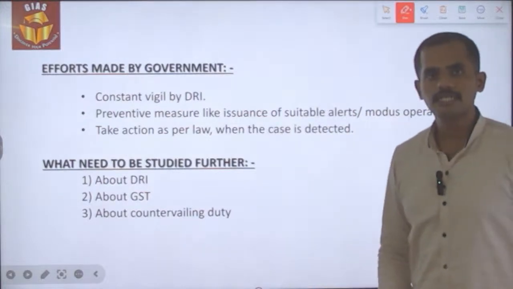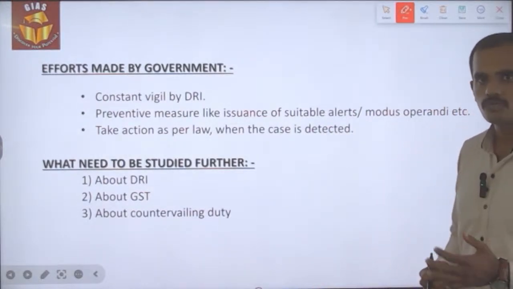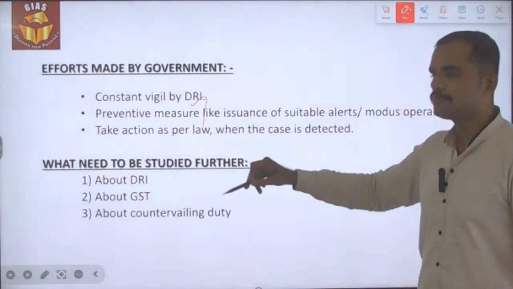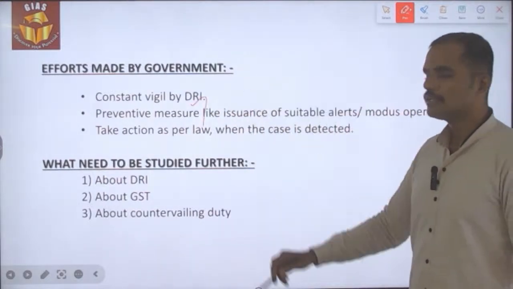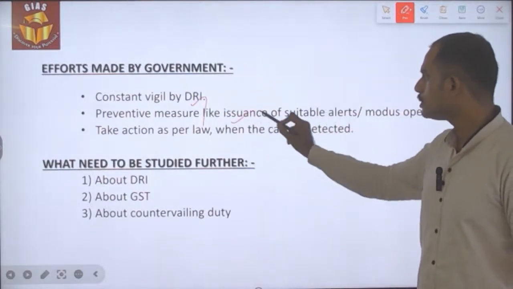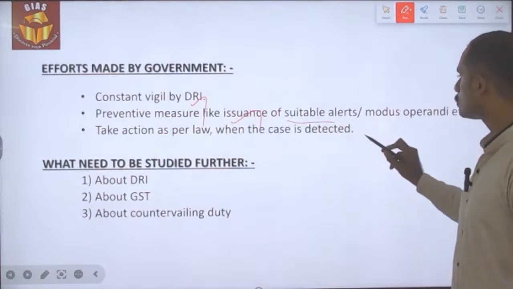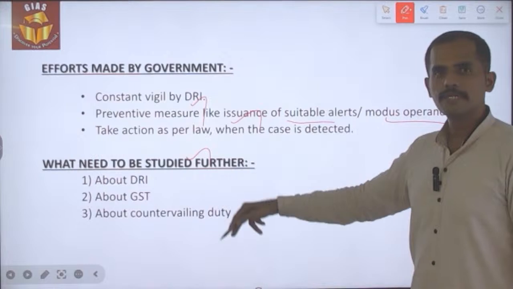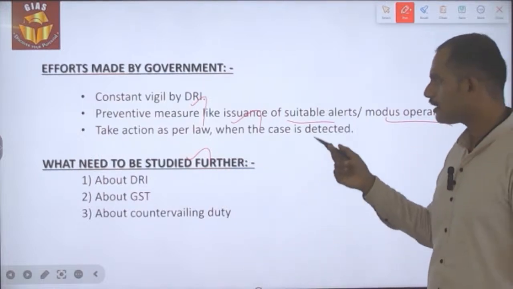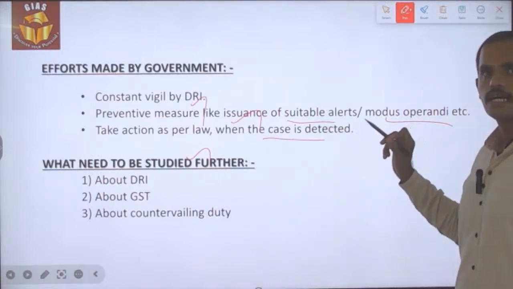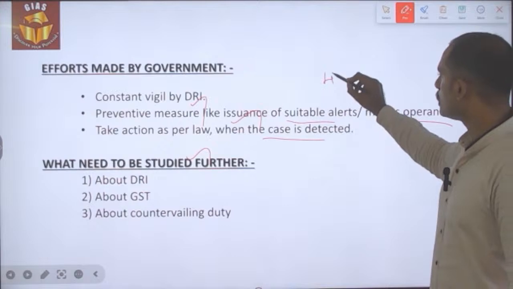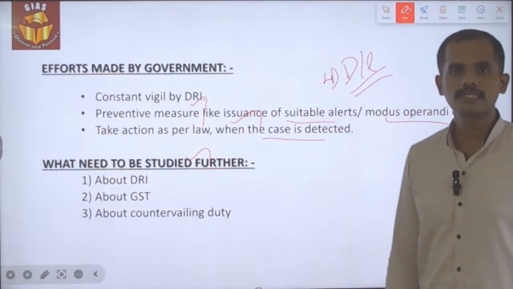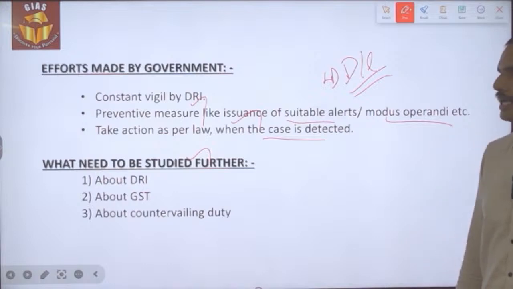So what are all the efforts that have been made by the government to overcome such kind of discrepancy? First, a constant vigil by the revenue intelligence. Secondly, preventive measures like issuance of suitable alerts and modus operandi. Thirdly, action will be taken as per law if they detect any kind of cases. Fourthly, digitalization of the process, so that transparency as well as accountability will be established.